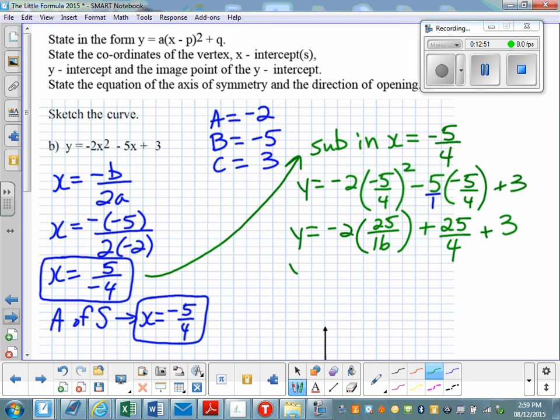Okay? So when I multiply -2 times 25 over 16 and simplify it, I'm going to get -25 over 8. And then I have plus 25 over 4 and plus 3. I need to get all of these at a common denominator.